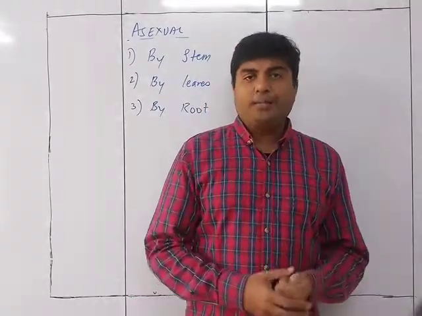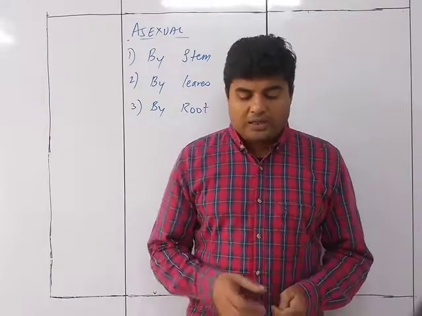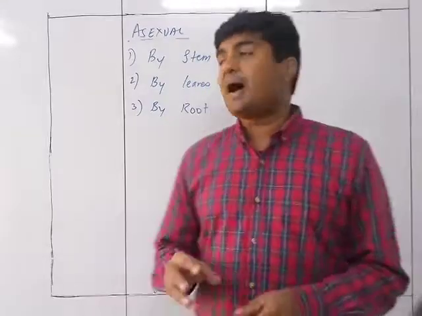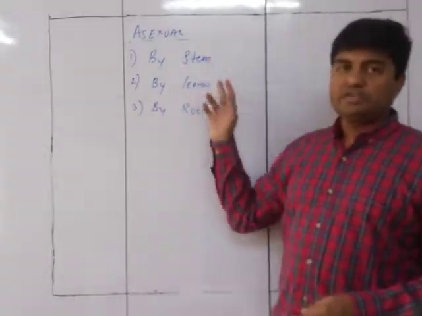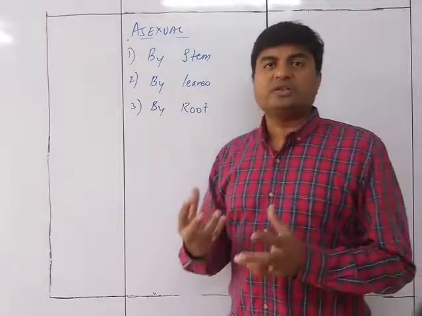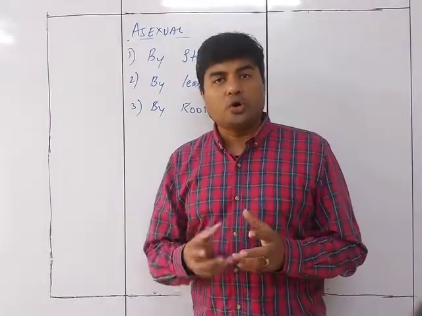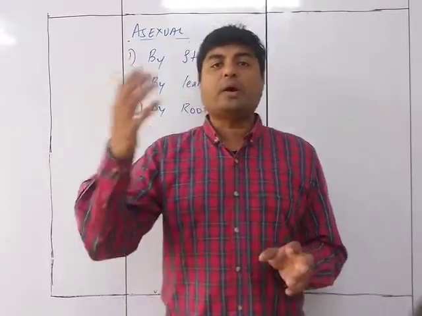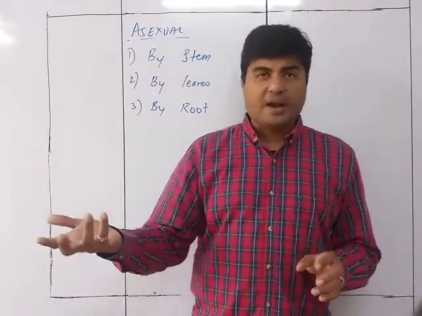Fourth and very important is that all the good characters of the mother plant are retained by the daughter plant. See, it is a part of the original plant. Okay, it is a part of the original plant, so that's why whatever is going to grow out of this particular part of the plant will be exactly identical to the original mother plant.